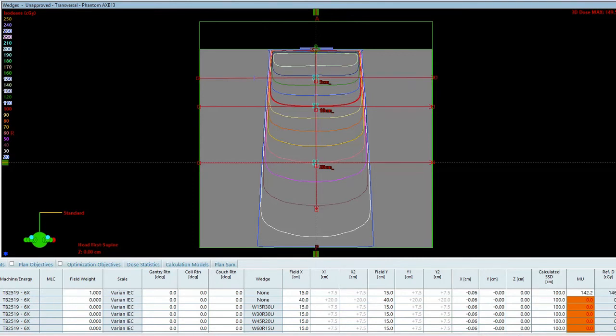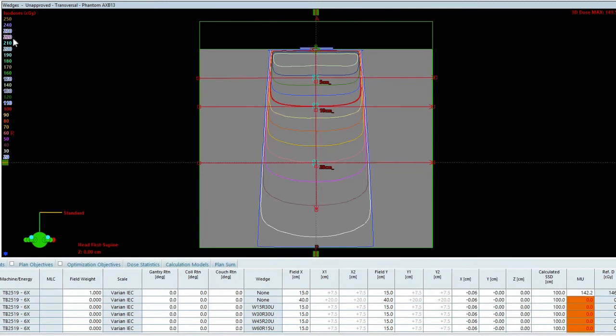I have calculated an open field with 4 of the hard wedges, 15 wedge, 30 wedge, 45 wedge, and 60 wedge for both 6x and 18x to show you the difference in energy. I should go back and clarify. On the left-hand side, I have a series of isodose lines going from 250 centigray down to 20 centigray.